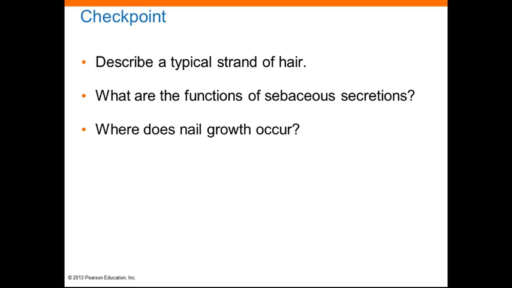So we're at another checkpoint, and you can pause the lecture recording here and describe the typical strand of hair. What are the functions of sebaceous secretions? Where does nail growth actually occur?